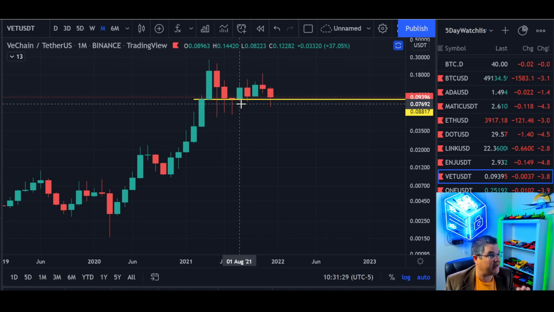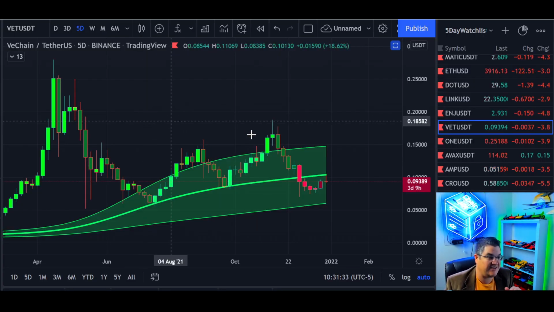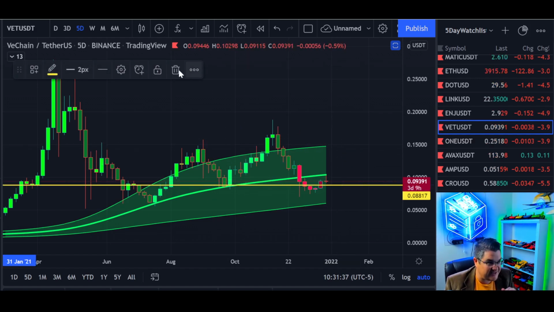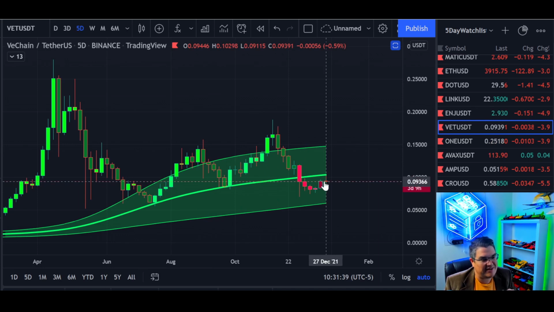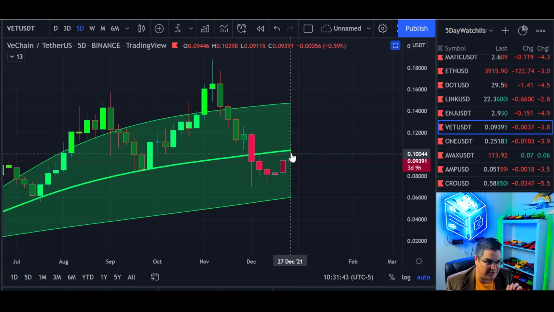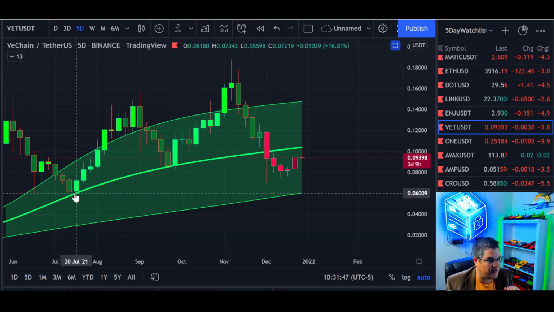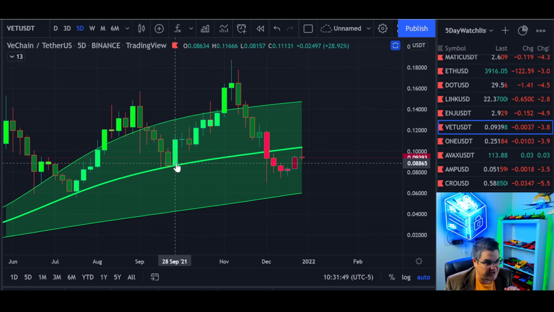So let's get going still on VeChain. Next, the 5-day Gaussian channel. There's that line that we looked at, insignificant on the 5-day, but the 5-day Gaussian channel is actually very significant. And what have we done with VeChain? Well, we've broken the median line support after holding it back in July, also back in September, and we actually broke it in December. Look at that.